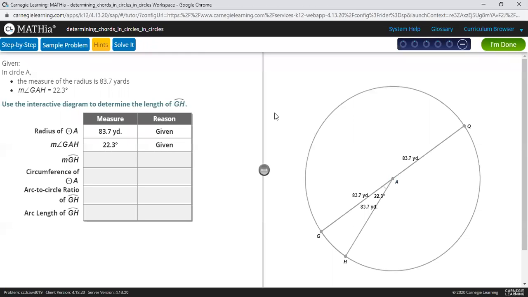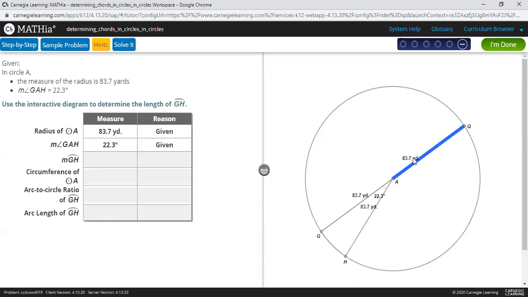So in this workspace, we are going to work through a bunch of information in order to find the arc length of some arc on a given circle. Okay, so lots of information to sift through here. The first piece of information I see is we're given the radius of this circle A. So the radius is 83.7 yards.